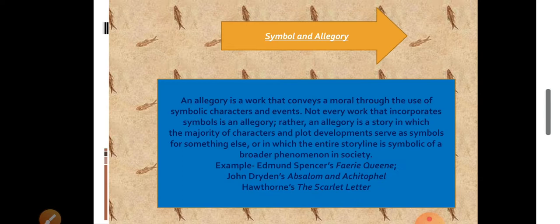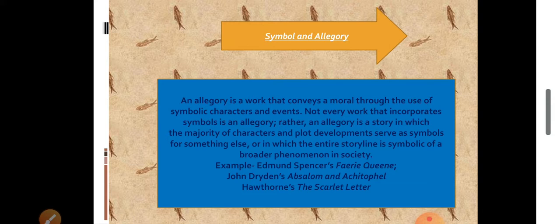Symbol and allegory. An allegory is a work that conveys a moral through the use of symbolic characters and events. A symbol can be a particular incident, a particular idea, a particular event, but an allegory is a complete work which is written in a symbolic manner, like what I mentioned, The Scarlet Letter.